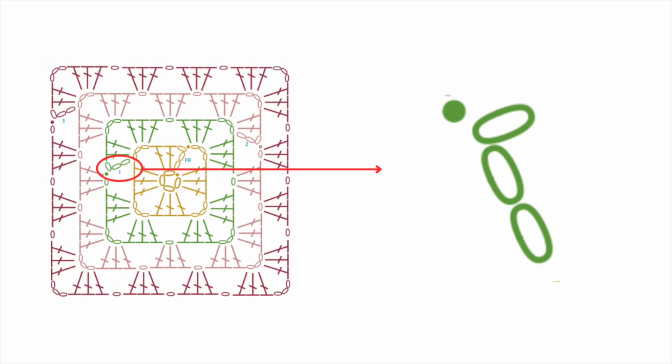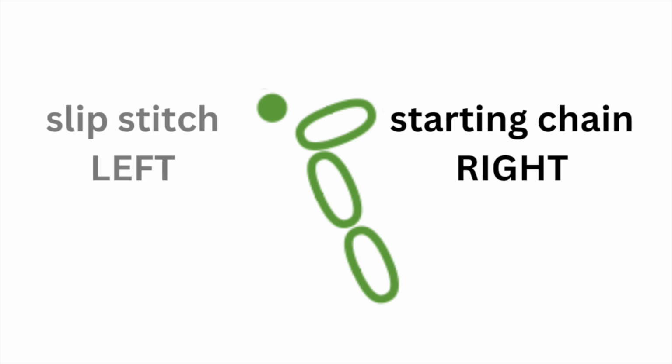So you can see we've got our 3 starting chain as normal and our slip stitch, but what do you notice about this? Bearing in mind what we looked at earlier, the starting chain here is on the right and the slip stitch is on the left. Now what does that mean? Well, if you think back to working our granny square, you will remember that we turned our work at the end of each round, didn't we?